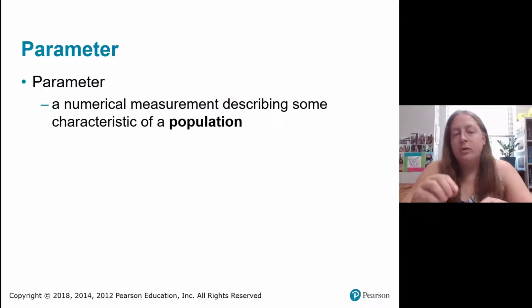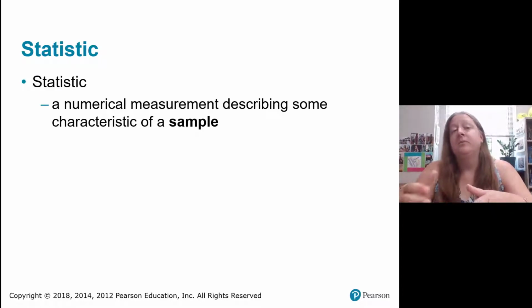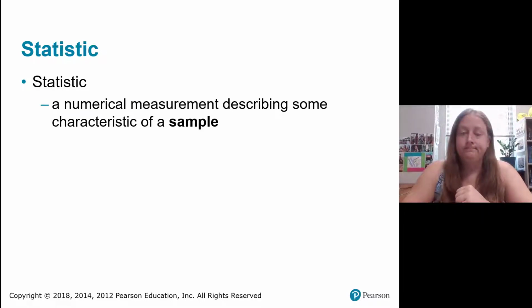So, when we're talking about the whole population, we use the term parameter. A parameter is a numerical measurement describing some characteristic of the population. And when we're talking about samples, we talk about statistics. A statistic is a numerical measurement describing some characteristic of a sample. So the study of statistics is really trying to estimate parameters based on statistics that we gather.